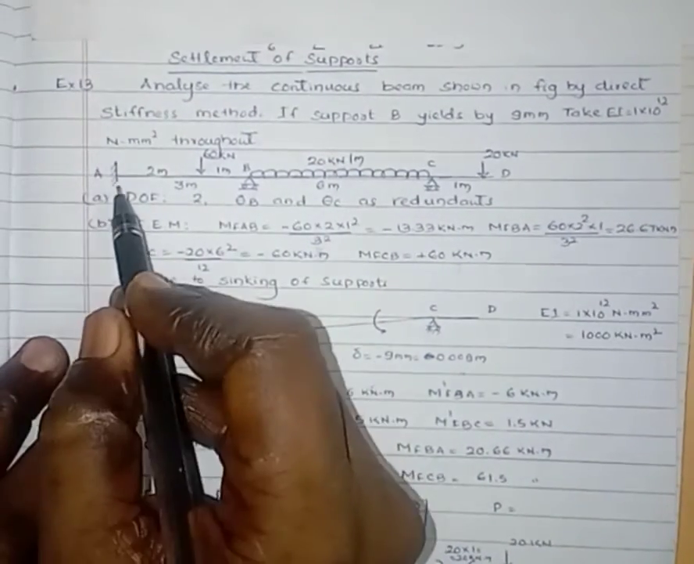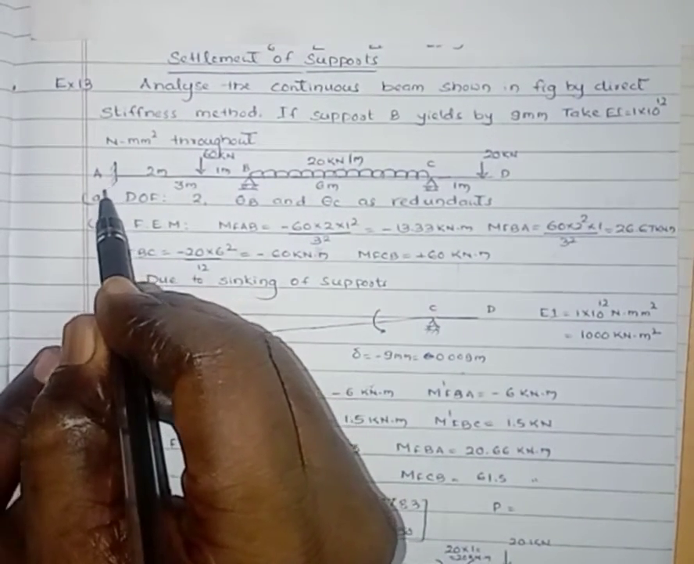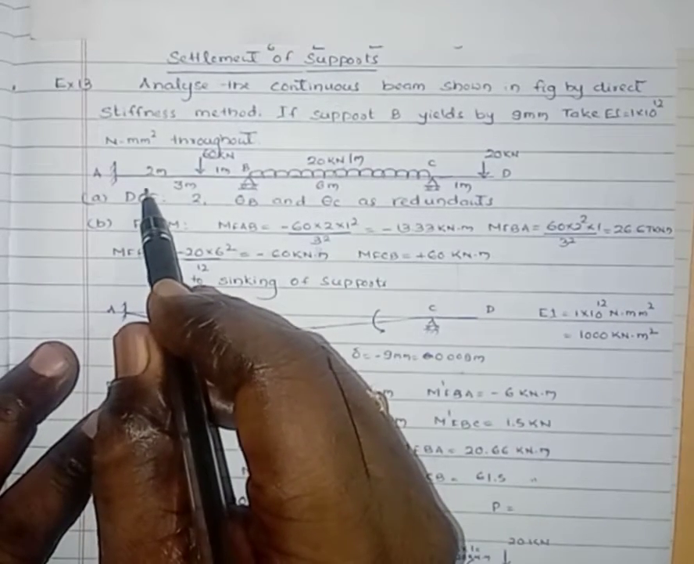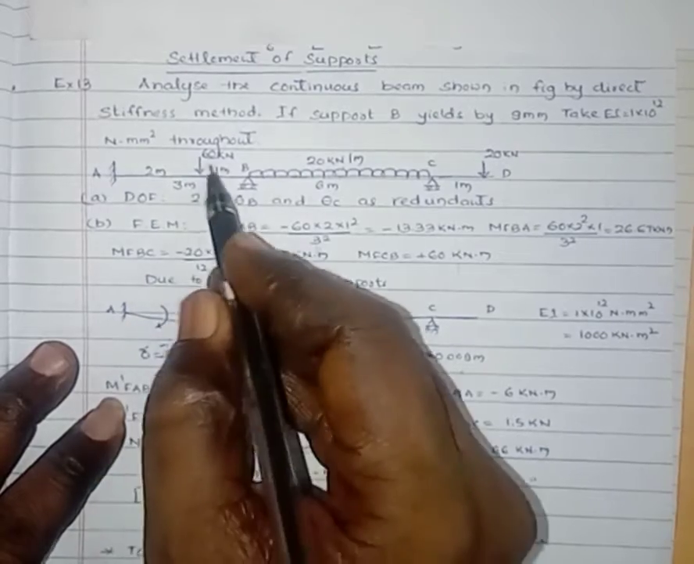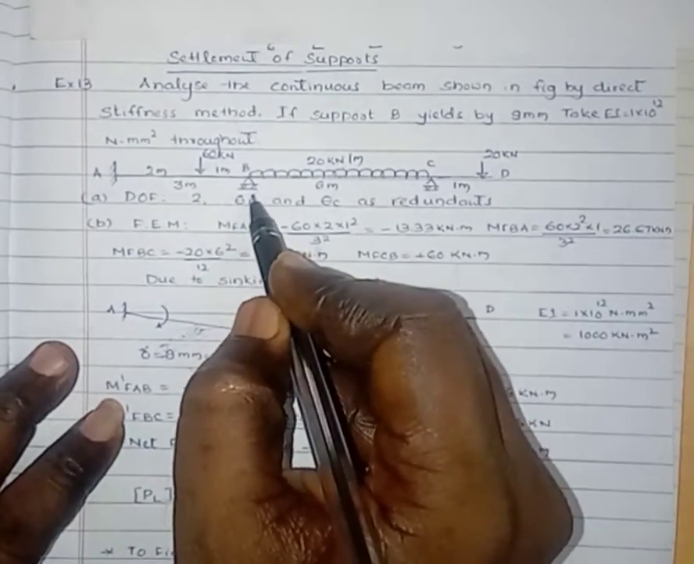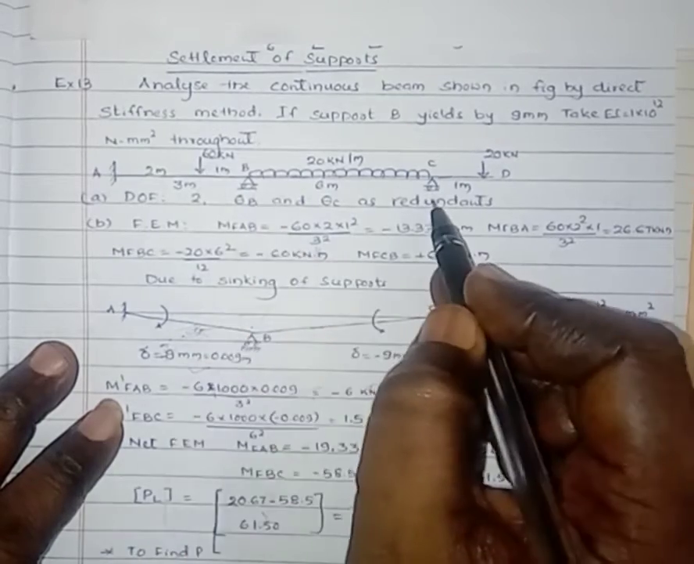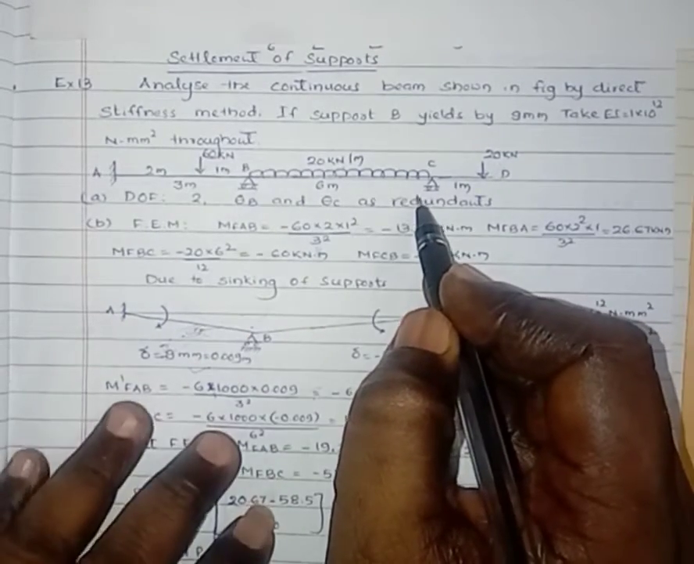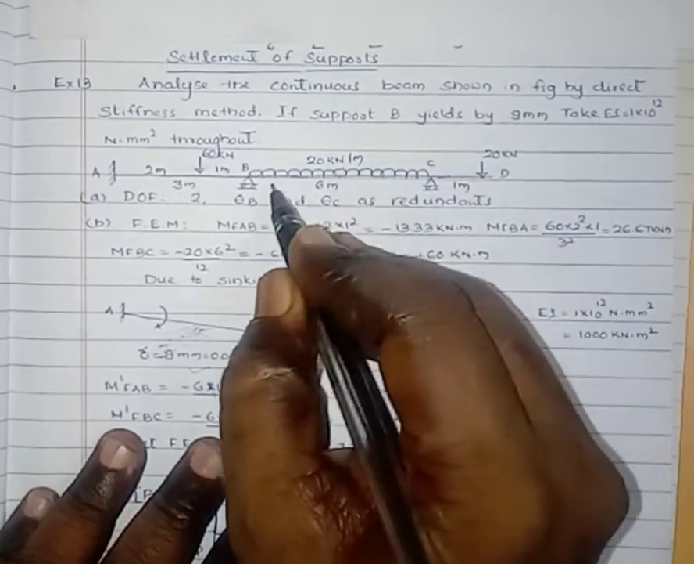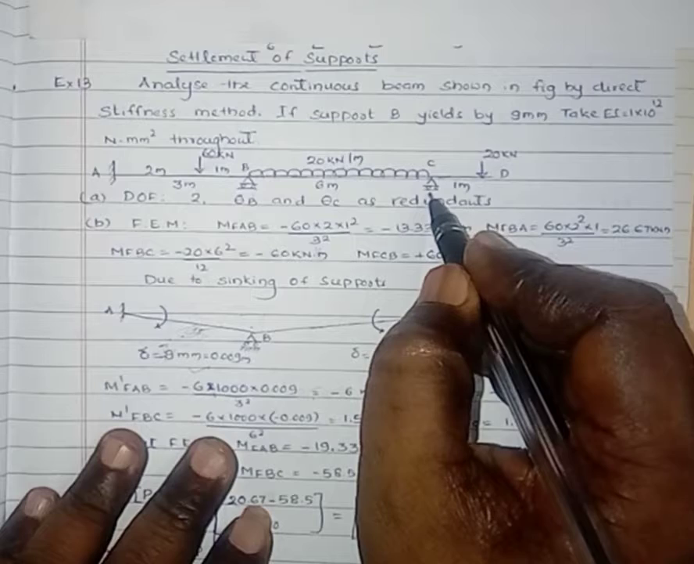Here A is the fixed end. A to B is 3 meter, and at a distance of 2 meter from A, 1 meter from B, it is subjected to a load of 60 kilonewton, and support B is on roller. B to C, the length is 6 meter and is subjected to UDL of 20 kilonewton per running meter. C is on roller.